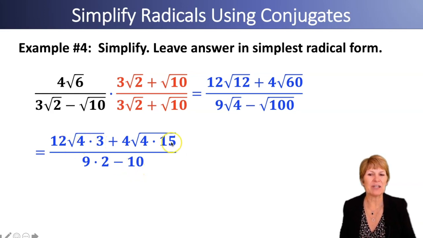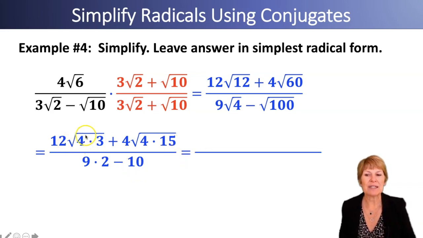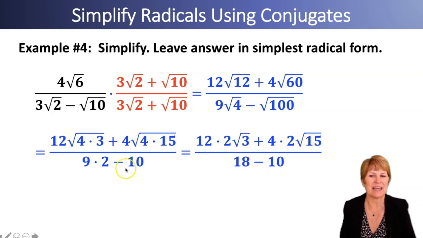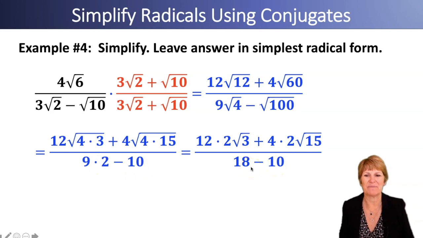So let's simplify the numerator a little more. We can take the square root of 4 here, so we have 12 times 2. Remember, once we take the square root, we're multiplying that by the number that was out front. And then we have the square root of 3 plus 4, and then we're taking the square root of 4 again, so we're multiplying by 2, square root of 15. And in the denominator, I have 18 minus 10. 9 times 2 is 18.